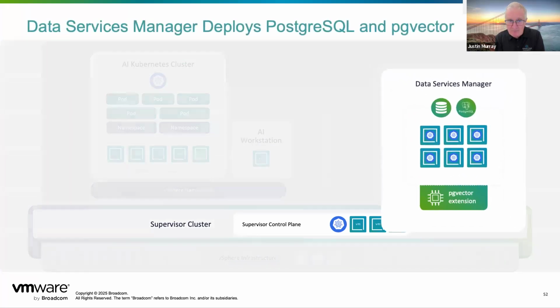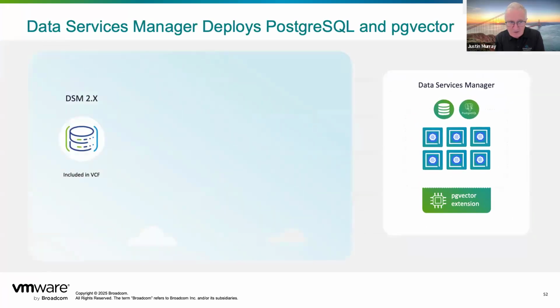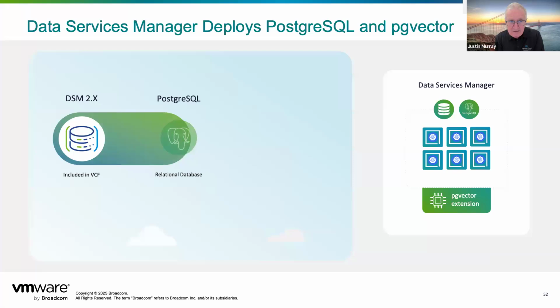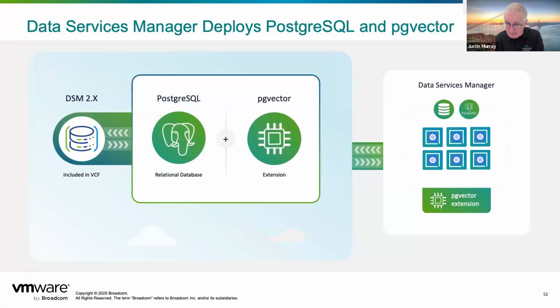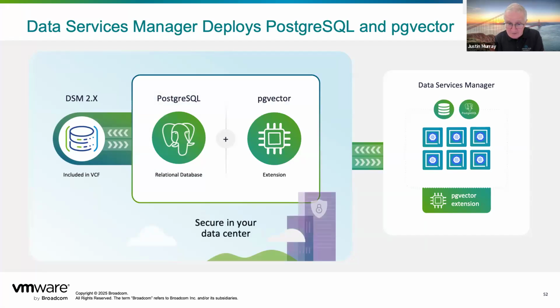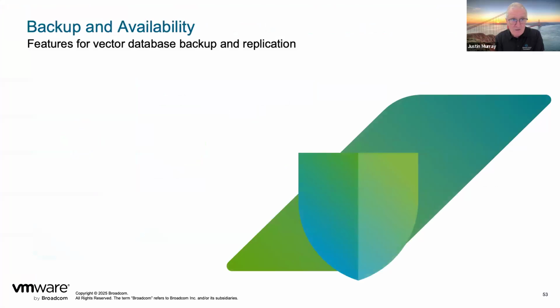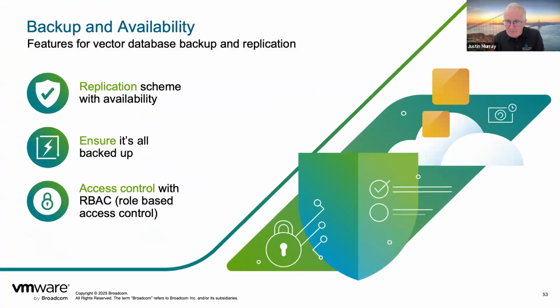So we can provision also data services manager like that. We can provision it and have it construct the Postgres and the PG vector that we talked about earlier to complement the large language model, or augmented, as we saw. So the benefit we get from having Postgres under this is all of the replication, availability, backup, and access control that are built into Postgres today.